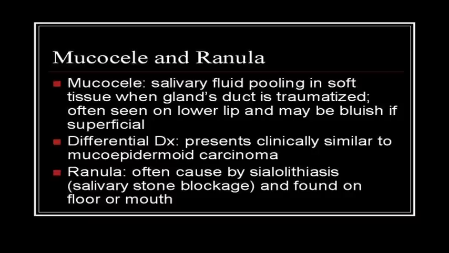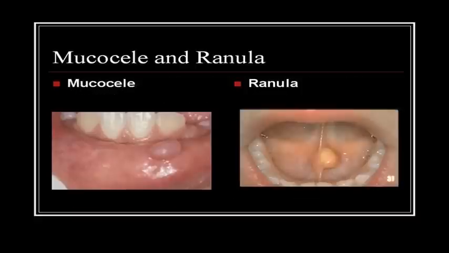A mucocele or a ranula are caused by salivary fluid pooling in glands or surrounding tissues. A mucocele is caused by this pooling in soft tissues when a gland's duct has been traumatized. It's often seen on the lower lip and may be bluish if it is superficial. This needs to be included in the differential diagnosis because it is similar to mucoepidermoid carcinoma in appearance.